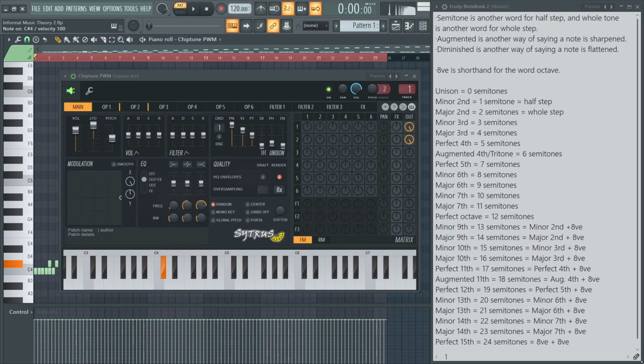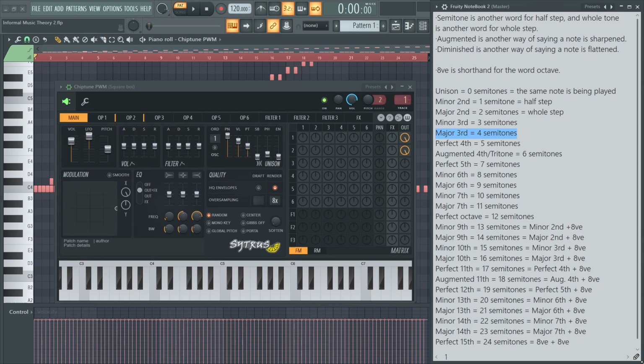So 1, 2, 3, 4. It took me 4 half steps to reach E. So if I have 4 half steps or 4 semitones, if we look at this list I made over here, 4 semitones is a major third.